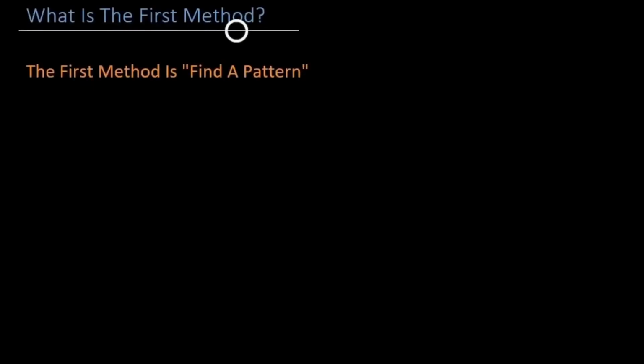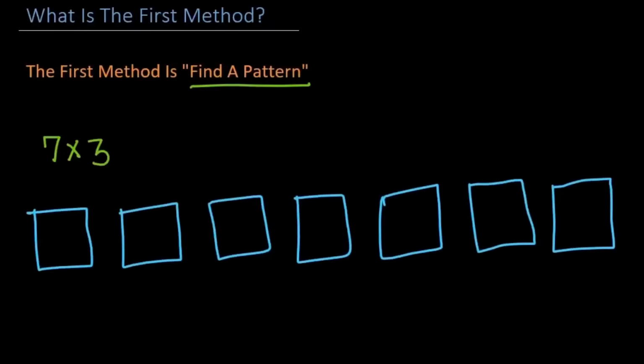So what is the first method? The first method is find a pattern. And today I'm going to show you how. So here I have 7 boxes drawn to represent seven groups of 3. I don't have enough space to write group of 3, so I'm just going to write 1 of 3.